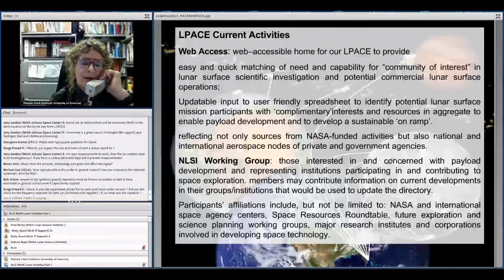And we will reflect any sources, including, of course, NASA-funded activities, but any private companies, universities, or governments or other sponsored space programs. We're happy to have any entries from all over the world. And we also essentially have a working group, an NLSI survey working group now, I guess you'd call it, and it's generated a lot of interest from a lot of parts of the world.